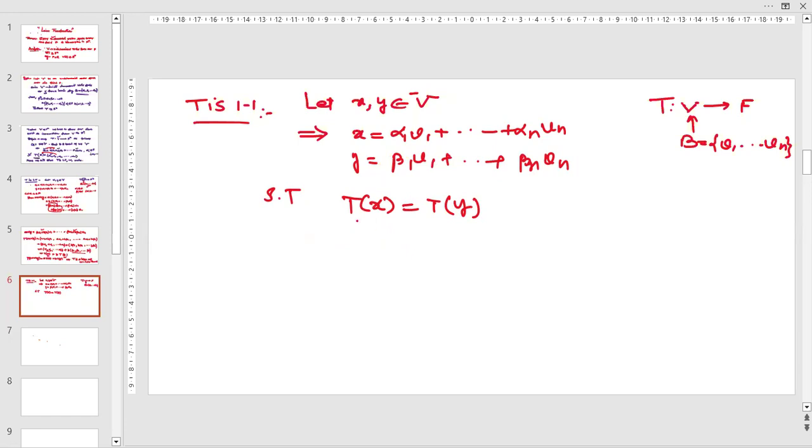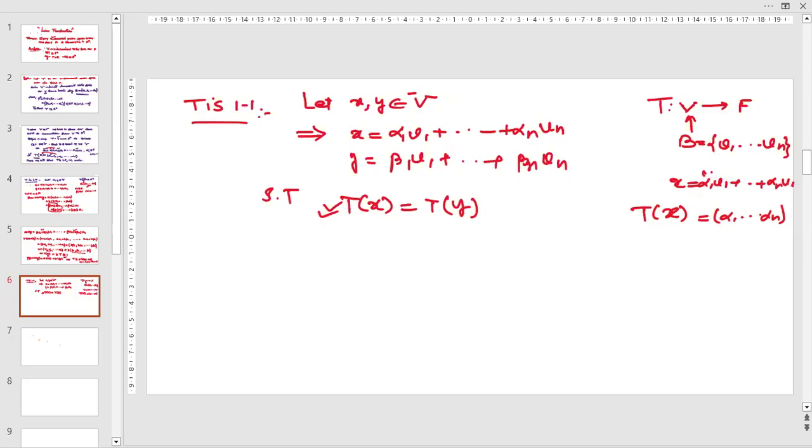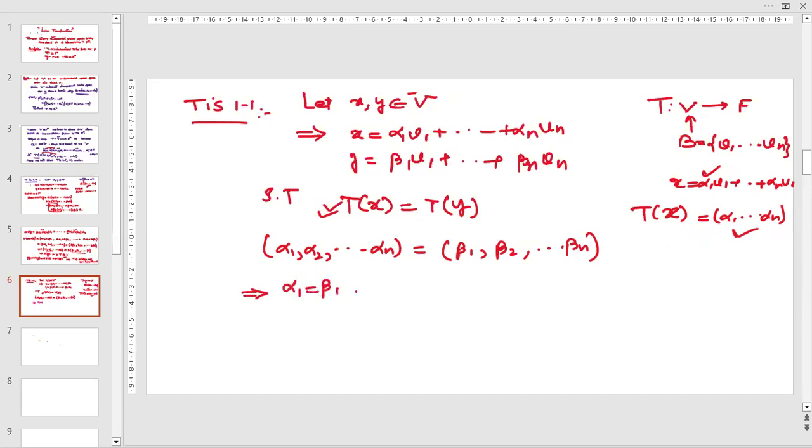So putting the values, what is the value of T of x? This is equal to alpha 1 so on to alpha n, if x is equal to alpha 1 v1 so on to alpha n vn. It is equal to this. So we have to pick up its coefficients from here. Now this is going to come as alpha 1, alpha 2 so on to alpha n is equal to beta 1, beta 2 so on to beta n, right? Now this means that equating the corresponding entries, alpha 1 is equal to beta 1, alpha 2 is equal to beta 2, alpha n is equal to beta n.